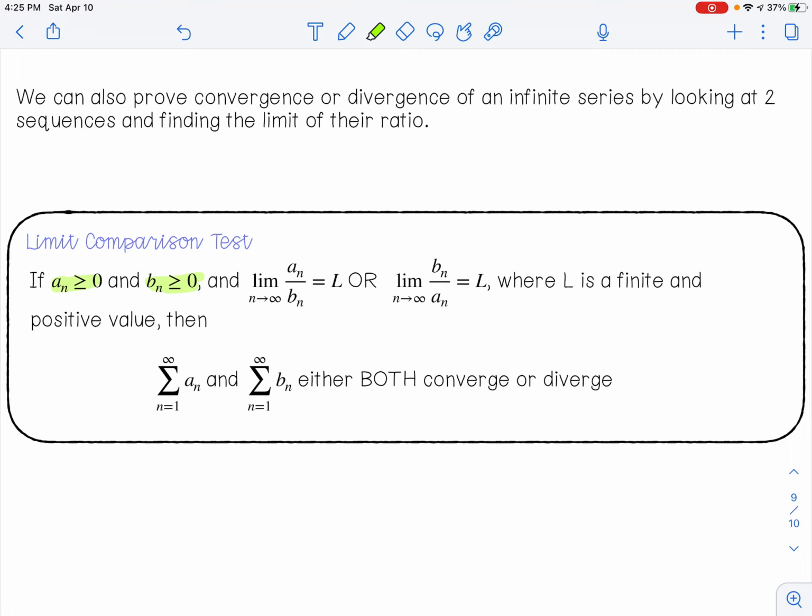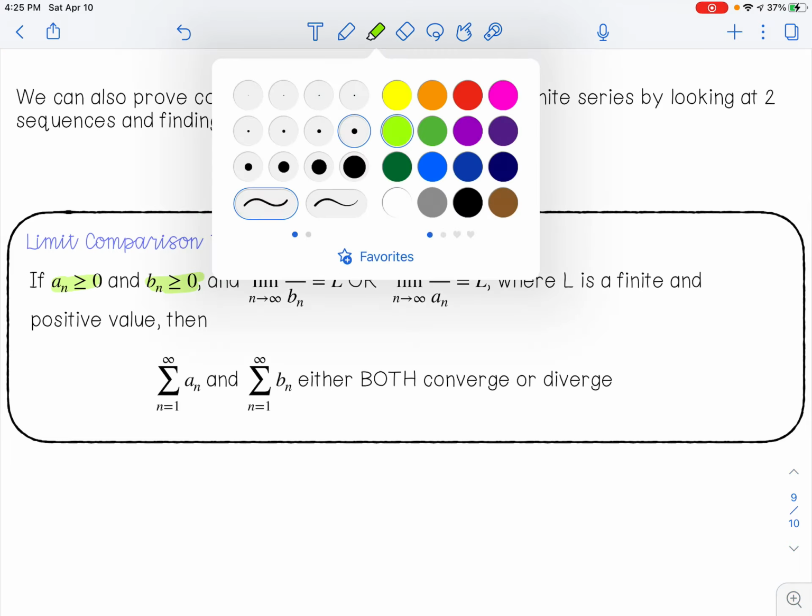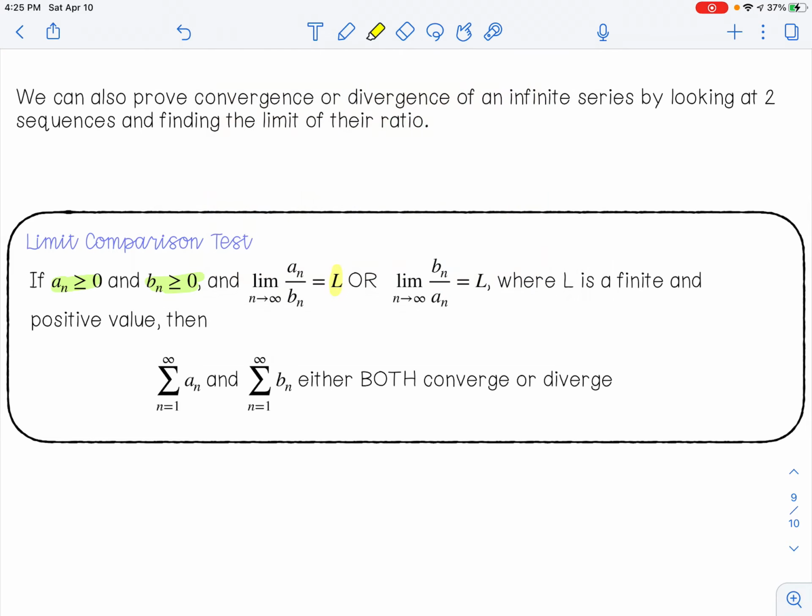So it doesn't matter if you put the a_n or b_n on top. If you take the limit of the ratio of the sequences as n goes to infinity, and that equals a limit value L, like the limit exists, and L is finite and positive, so it has to be a positive limit value, then the two series either both converge or both diverge.